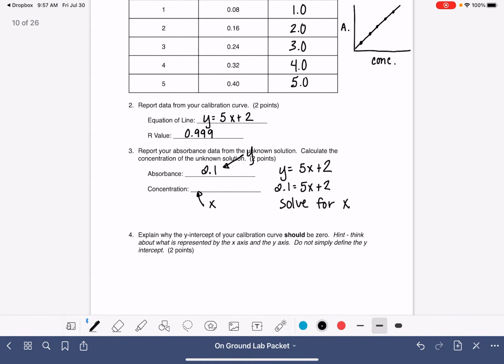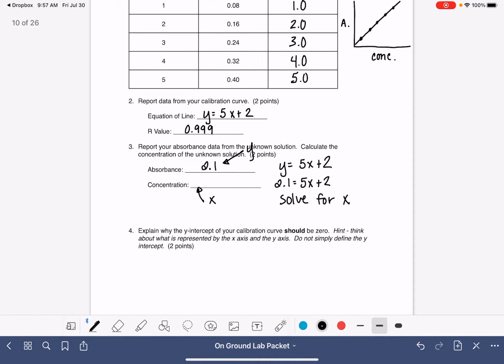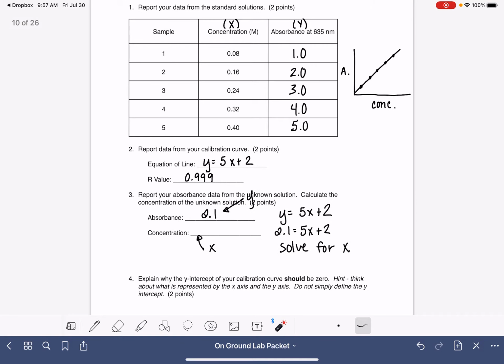Now you have 2 more questions that are kind of theoretical questions. Question number 4, explain why the y-intercept of the calibration curve should be 0.